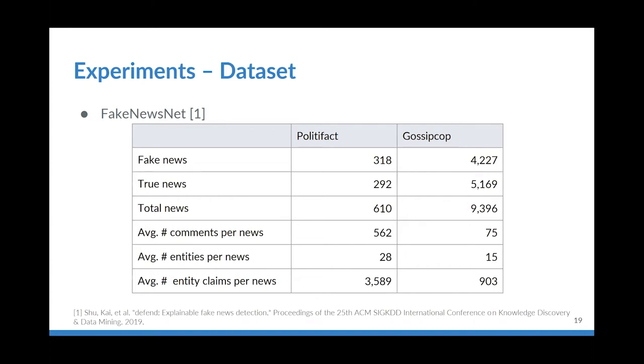Here we report our experiments. Our benchmark is FakeNewsNet, which is collected from two fact-checking websites, PolitiFact and Gossip Cup. There are 318 fake news in PolitiFact and 4,227 in Gossip Cup. We have filtered out news data with fewer than 3 comments.